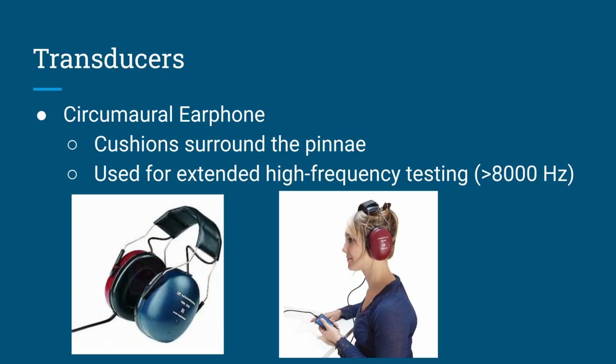So the circumoral headphone, like I mentioned, surrounds the pinna and is used for extended high-frequency testing. It's becoming an increasingly popular replacement for a supraoral headphone, but the big limitation is the speech channel. So I know we're talking primarily about pure tone audiometry, but for speech audiometry, the limitation is that you cannot exceed 90 dB HL output for a circumoral headphone. At first, I thought this was just my audiometer, but I've experienced it on other audiometers as well, so I've realized that it's a limitation of the earphone and not the audiometer.